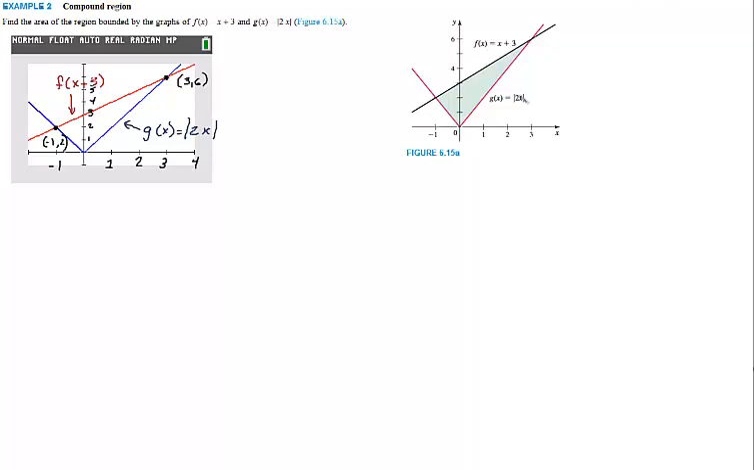It's all well and good when they draw this little picture and have that in the book, but you won't always be given the picture. A lot of times you'll have to do it on your calculator, and then you'll have to figure out which function is on top and which one's on bottom. You'll have to get these intersection points so that you'll be able to get your limits of integration.